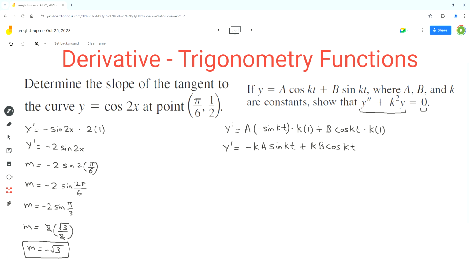Now we can find the second derivative of y by finding the derivative of this derivative. In the first term, negative ka is the coefficient of the term, so it will stay as it is. And for sine kt, we'll have to use the chain rule to find the derivative. The derivative of the outer function sine is cos kt, times the derivative of the inner function kt, and the derivative is k times 1.